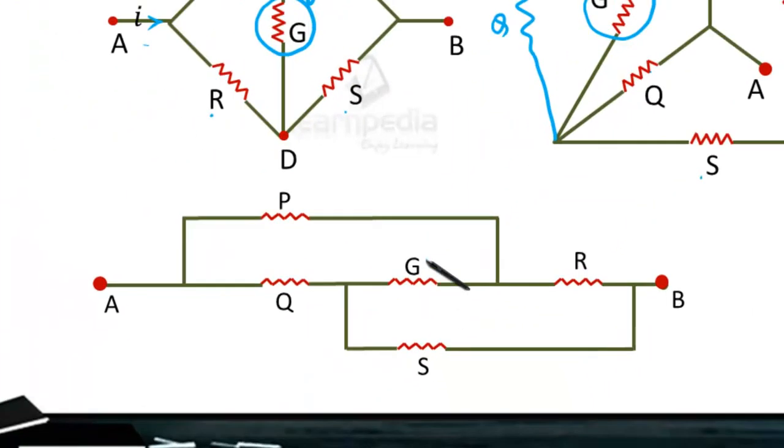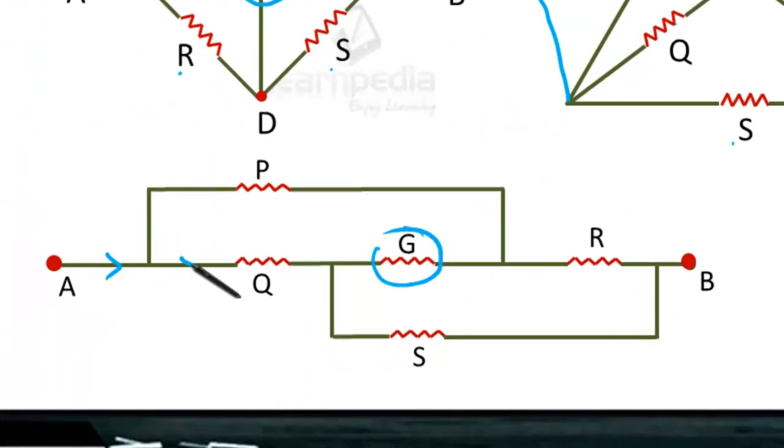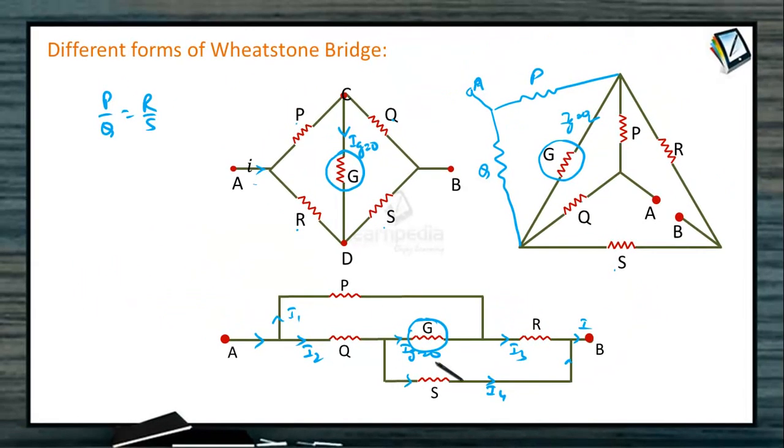Here also, this is the galvanometer arm. This current I splits up into two parts, I1 and I2. And the current in this arm will be equal to 0. This current will be equal to I3 and I4, and these two currents will be the same to give back the current I. When the current flowing in this arm Ig is equal to 0, P and R in series, Q and S in series, those two circuits are in parallel. This also converts into a Wheatstone bridge. So there are different forms of Wheatstone bridge satisfying the condition P by Q should be equal to R by S.